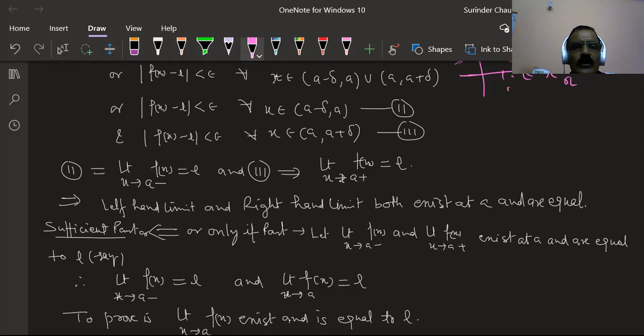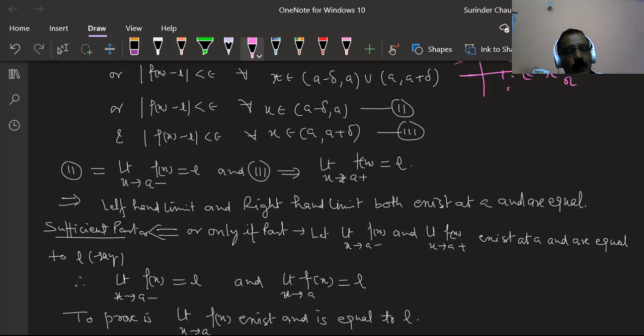So this is the definition of the left limit of the function as x approaches a, and this one is the definition of the right limit of the function at x equal to a. So there is a difference of domain here. If the limit of a function at a point exists, then the left limit at the point exists.